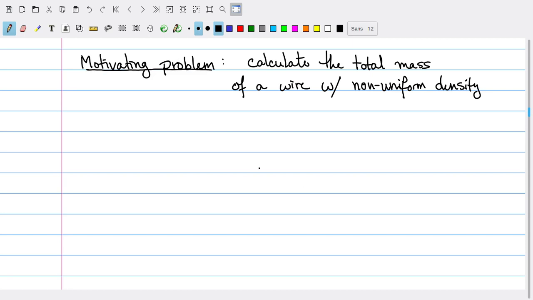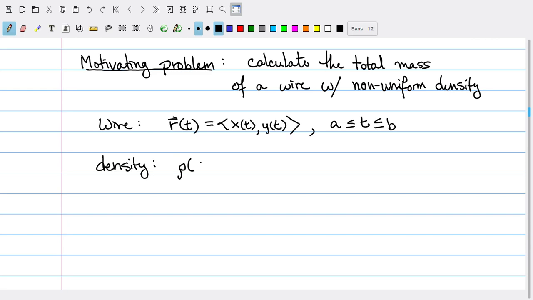Now let's think about the following problem. Suppose I have a length of wire which has a non-uniform linear density. So how dense it is at one particular spot in the wire is different from another spot. And my problem here is to calculate the total mass. How do I go about doing this? My wire can be specified by some sort of parametric equation. And then to specify the density of the wire at any particular point, I can describe the density at the corresponding x and y value.